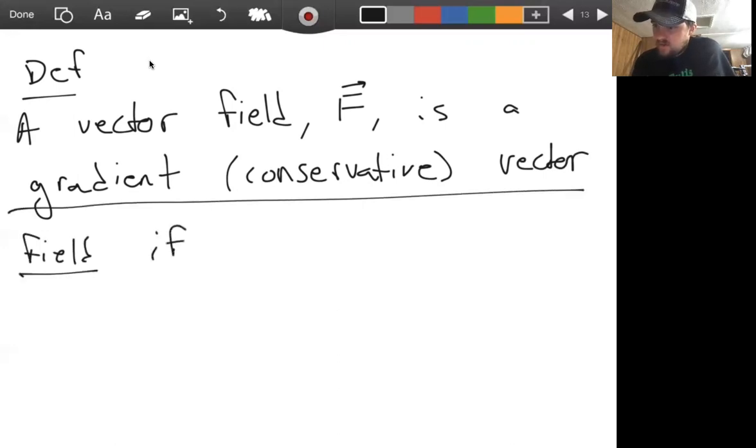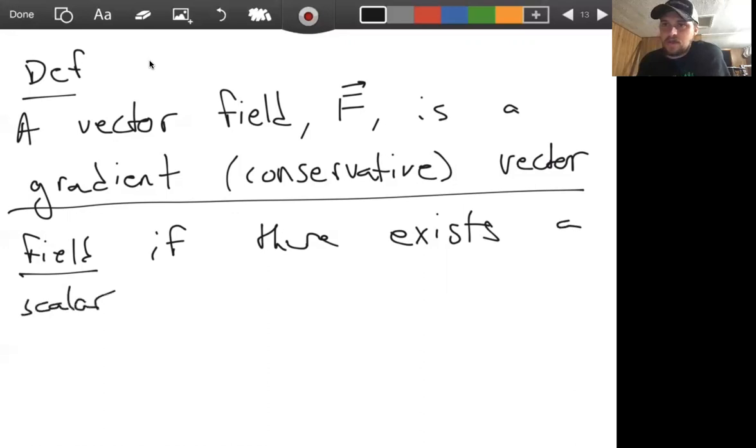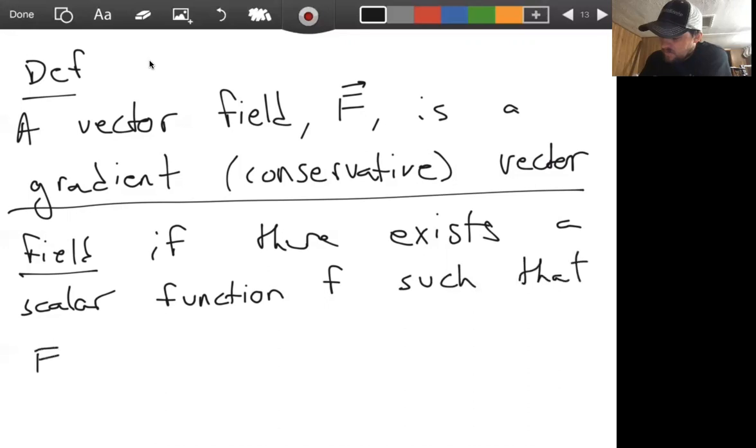If there exists some scalar function, meaning you input numbers and the function spits out numbers, right? There are functions that we're used to, like y equals f of x. If there exists a scalar function f such that our vector field, capital F, is equal to the gradient of our scalar function, right?